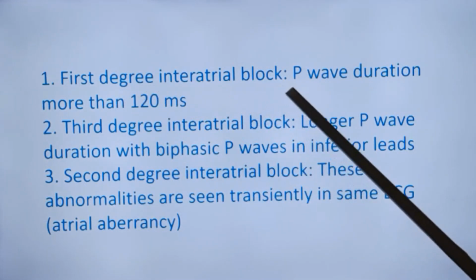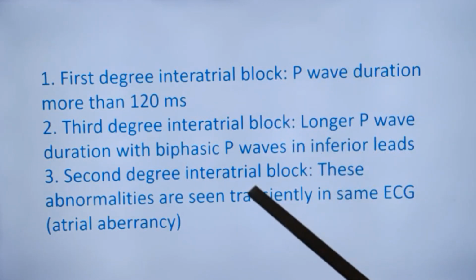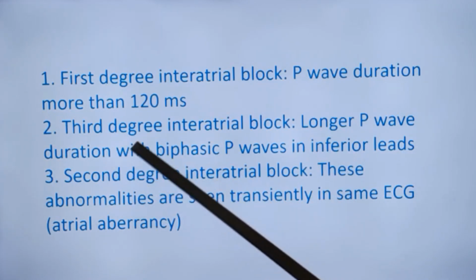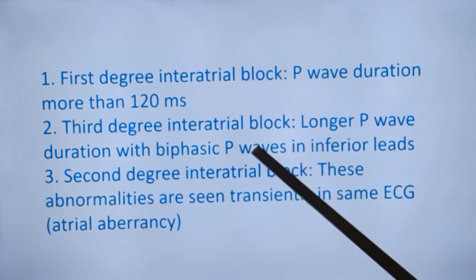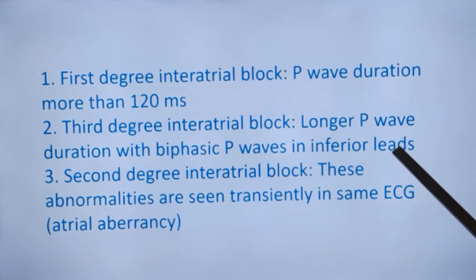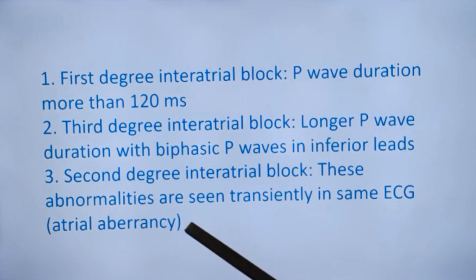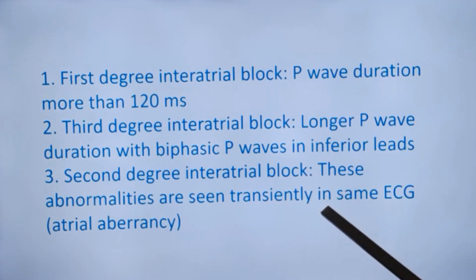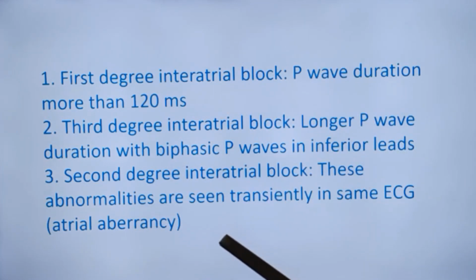First degree interatrial block: P wave duration more than 120 milliseconds, that we have seen in the previous diagram. Second degree interatrial block: longer P wave duration with biphasic P waves in inferior leads. Second half is negative, that also we have seen in the diagram. Then third degree interatrial block: these abnormalities are seen transiently in the same ECG and is known as atrial aberrancy. This is almost similar to the grades of AV block and SA block.